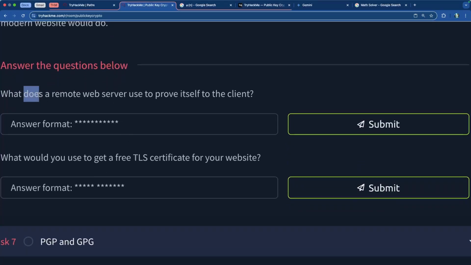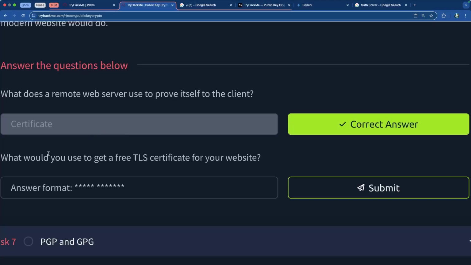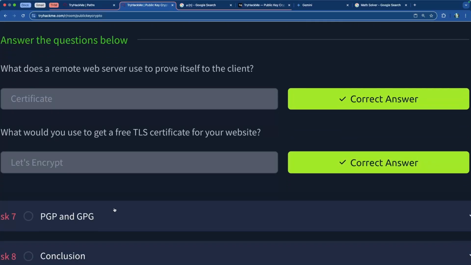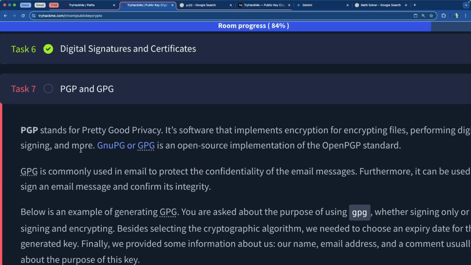So what does a remote web server use to prove itself to the client? And that would be a certificate. What would you use to get a free TLS certificate for your website? And that would be Let's Encrypt. Very good. So let's go to PGP and GPG.